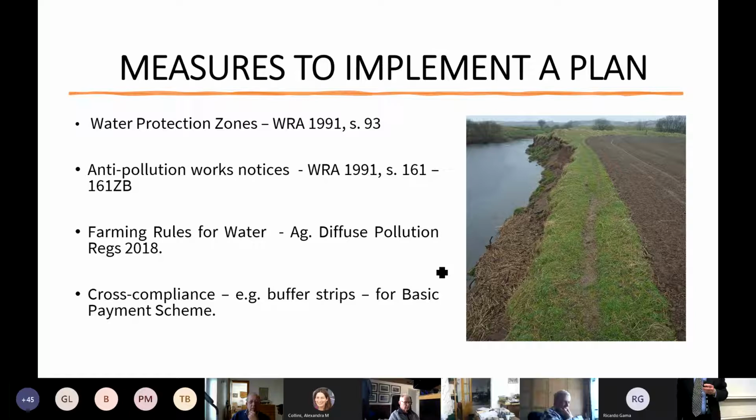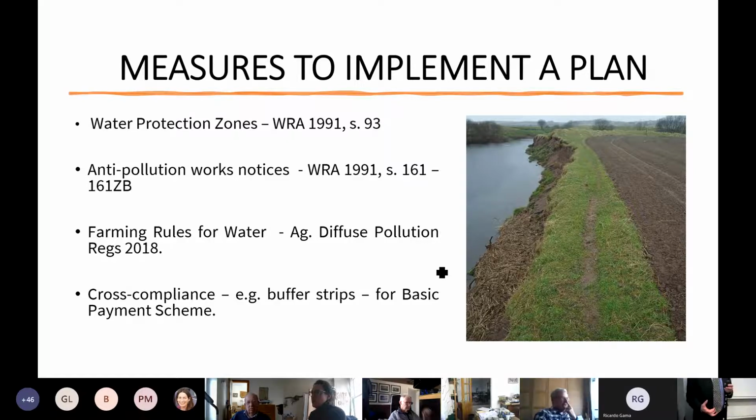Water protection zones under Section 93 of the Water Resources Act, where in a protection zone that's established, you have to have consent to carry out a controlled activity, and the controlled activity must be carried out in accordance with that consent. Anti-pollution works notices, where the EA or the NRW can serve notice on the landholder to get him or her to carry out works to prevent polluting activity. Farming rules for water and the enforcement of the farming rules for water, and cross-compliance.